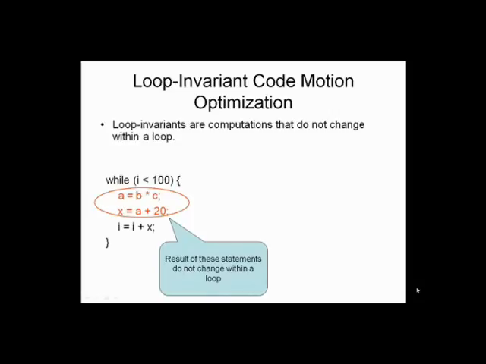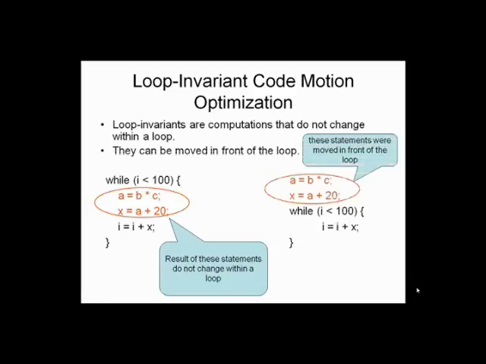Loop invariant statements are the computations that do not change within a loop. For example, in the code snippet shown on the right, the statements marked in red are loop invariant statements. Observe that the result of these statements do not change within a loop. It is easy to see that the variables a and x will always have the same value irrespective of the loop iteration. Thus, with this optimization, the loop invariant statements can be moved in front of the loop.